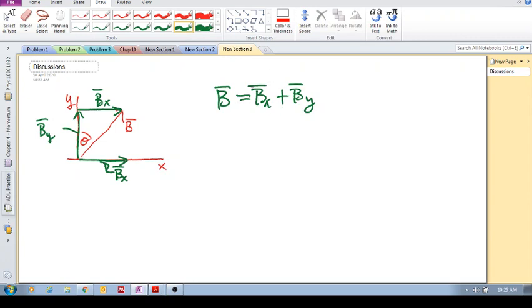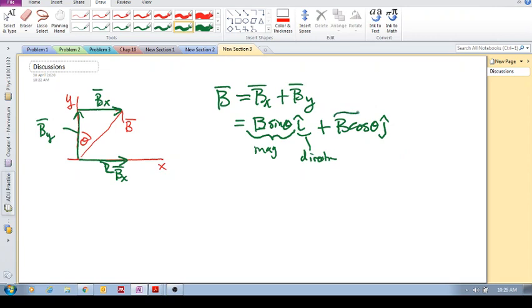But now, how do we write these in terms of theta? We know bx is the opposite, right? So this is going to be the magnitude of b times sine theta, because it's the opposite of that angle. And we also need to include our i vector there, because this is going in the x direction. This is just the magnitude, and this is your direction. Plus b, the magnitude of that vector, cos theta j.